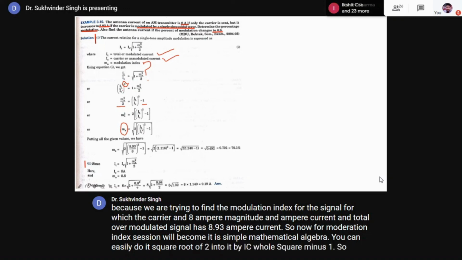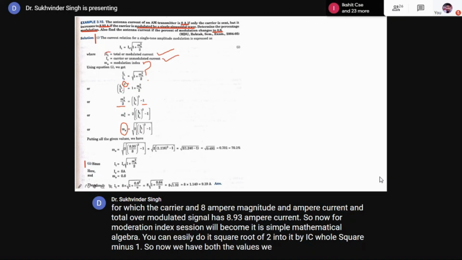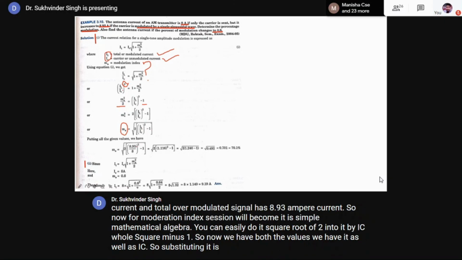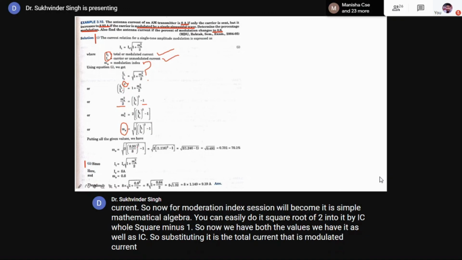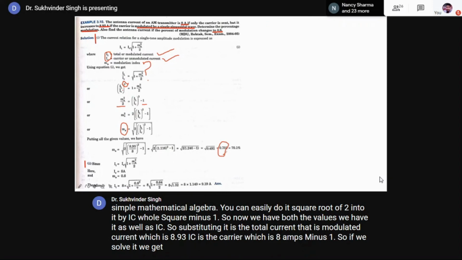So now we have both the values. We have IT as well as IC. So substituting IT as the total current, that is modulated current, which is 8.93, IC is the carrier, which is 8 ampere, minus 1. So if we solve it, we get 0.701. And if we want to find percentage modulation, we multiply it with 100.